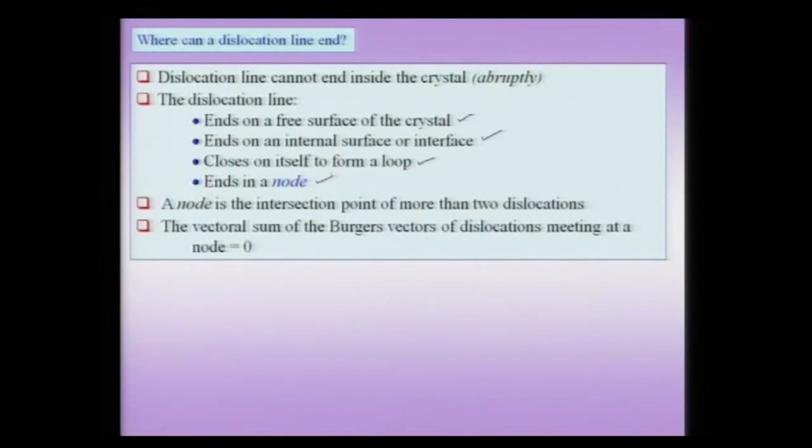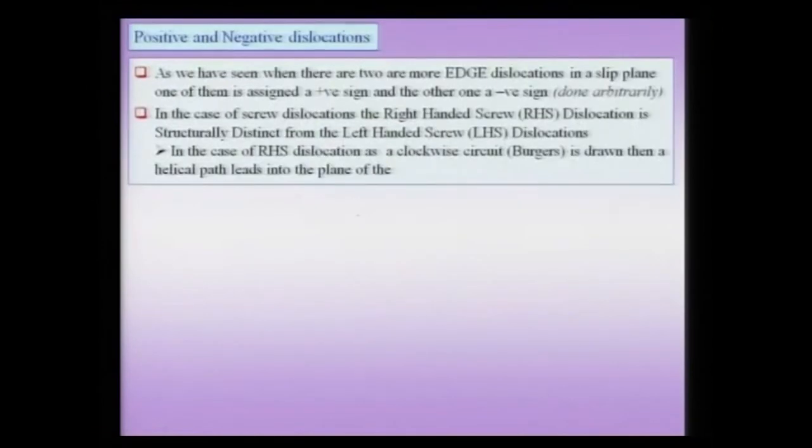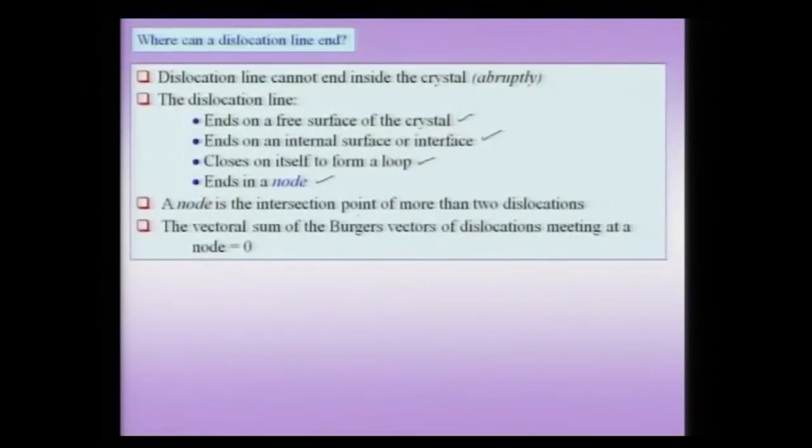in a dislocation reaction where more than one dislocation line meet, and this is called a node. So, the node is an intersection point of more than two dislocations, and we have to note that the vectorial sum of the Burgers vectors of dislocations meeting at a node is 0. So, it is clear that a dislocation line cannot end within the crystal.